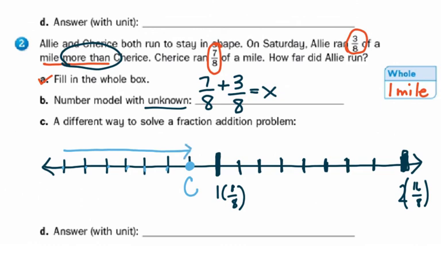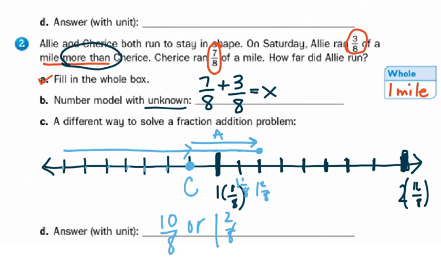Next, I'm going to add on 3 more A's. So 1/8, 2/8, 3/8 brings me to right here. And this is the distance that Allie ran. So what is our answer? 1 1/8, 1 2/8. So the answer, another way to say that, would be to say 10/8, or how we would refer to it more often would be 1 2/8.